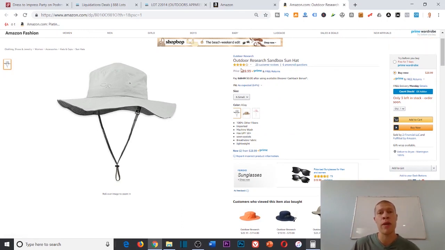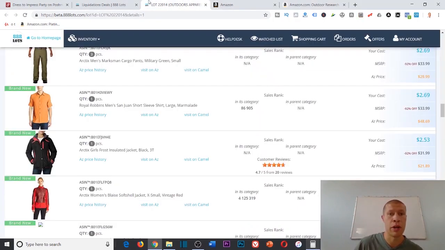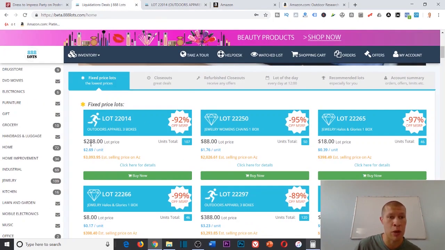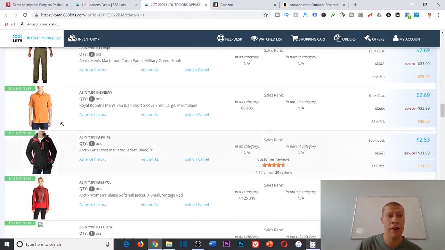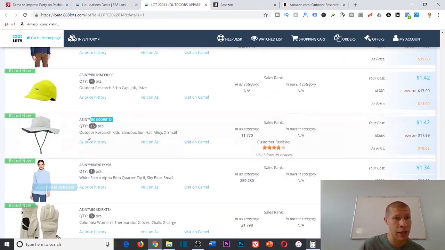Because look, even if we assume that maybe we only make $20 after Amazon fees on this, 20 times 15, because remember there's 15 in the pallet, right? 20 times 15 is literally $300 profit, right? So $300 literally pays for the entirety of this pallet, which is $288. So now I'm positive on the pallet with one item, wherever it is. I'm positive on the pallet literally just by selling these 15 right here.